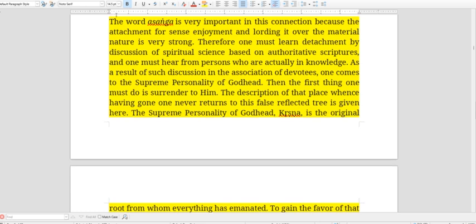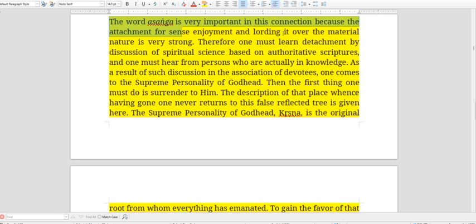Okay. Now, can someone read this section, the word asanga? Someone read, please. I can, Prabhuji. The word asanga is very important in this connection because the attachment for sense enjoyment and lording it over the material nature is very strong. Therefore, one must learn detachment by discussion of spiritual science based on authoritative scriptures, and one must hear from persons who are actually in knowledge. As a result of such discussion in the association of devotees, one comes to the Supreme Personality of Godhead. Then the first thing one must do is surrender to Him.